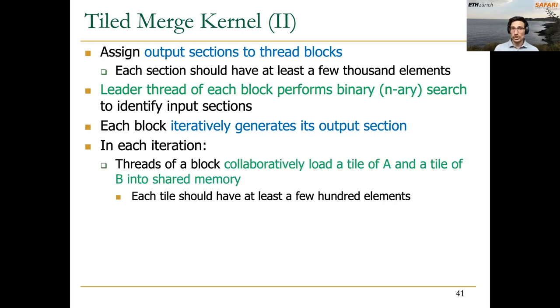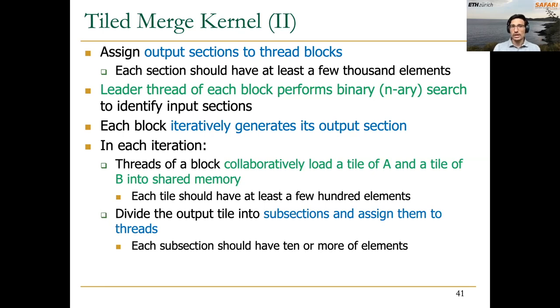In each iteration, the threads of the block collaboratively load one tile from A and one tile from B into the shared memory, and they perform the merge operation using the values in shared memory. Each tile should have at least a few hundred elements. That's a reasonable size. In the end, the exact size that we use depends on the available shared memory and on the number of threads per thread block. Typical numbers of threads per block are between 32, which is the minimum recommendable, the warp size, up to 1024. So that's why it makes sense that each tile is at least a few hundred elements.